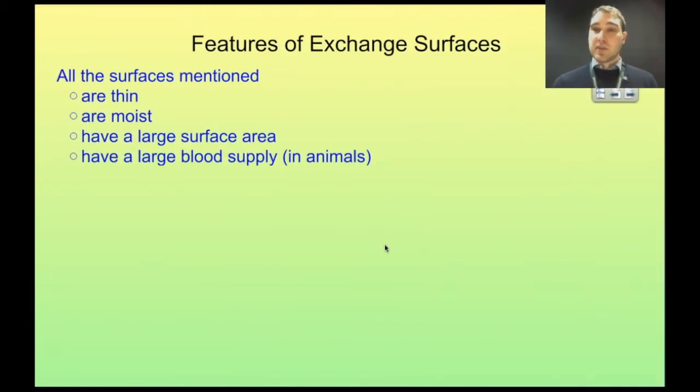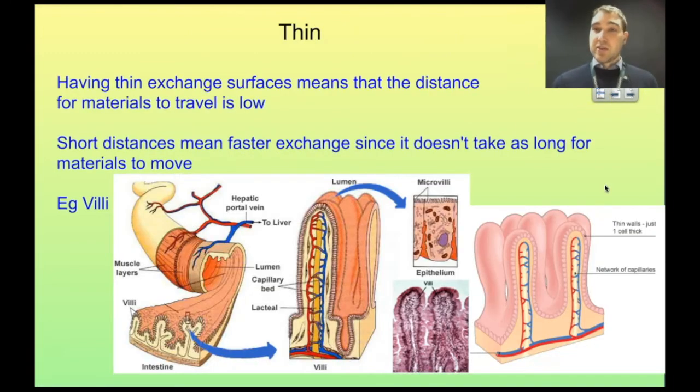So for each of those surfaces that we've talked about, they have specific features that allow them to exchange materials with the environment efficiently. They're thin, they're moist, they have a large surface area, and they have a large blood supply in animals. So let's have a look through these features and see why they're handy if you want to increase the rate of exchange. So if your exchange surfaces are thin, that means that the distance that materials have to travel over is low. And that means that that exchange can happen faster since the materials don't have to move as far.